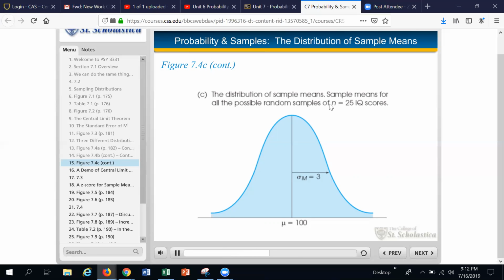This means we're dividing the square root of 25, which is 5, into the original standard deviation of 15, which gives us a standard error of the mean of 3. In summary, for this set of figures within 7.4, we are talking about 3 different distributions. It might be useful for you to keep track of that, as I know it can get confusing, especially when the graphs start looking very similar, such as Part C and Part A, even though they are different distributions.